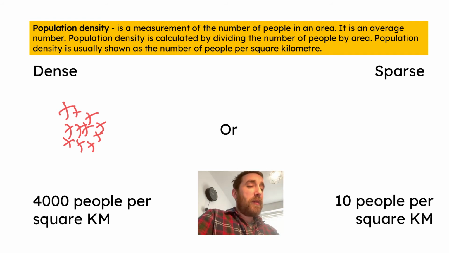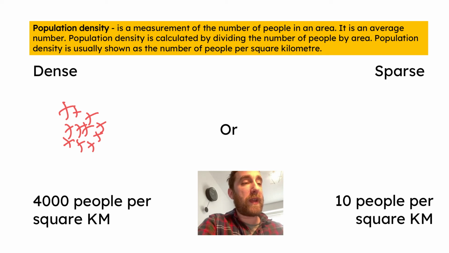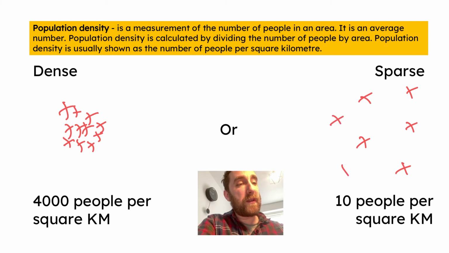If it wasn't densely populated, what would it be? Yes, correct, Ethan, it would be sparse. So how would I represent sparse as a diagram? Thank you, Siobhan. Lots of points with a lot of distance between them. There are few people in the area.